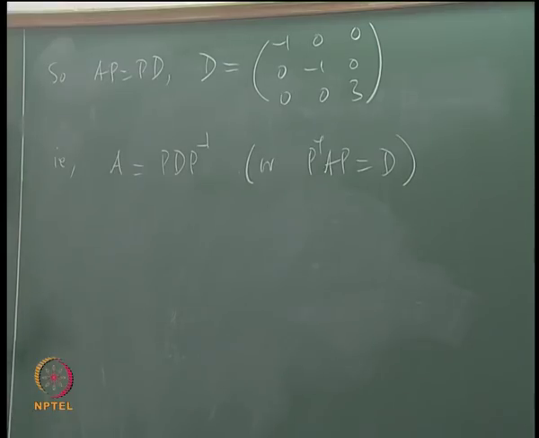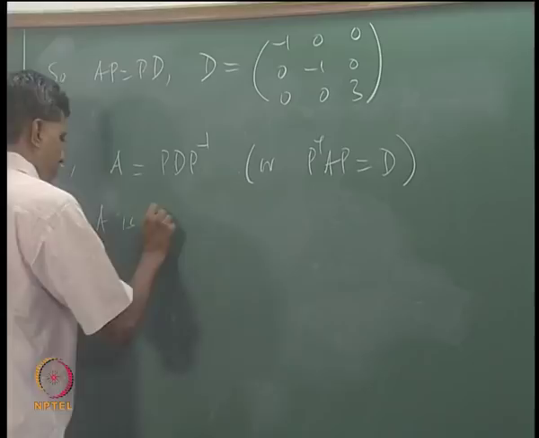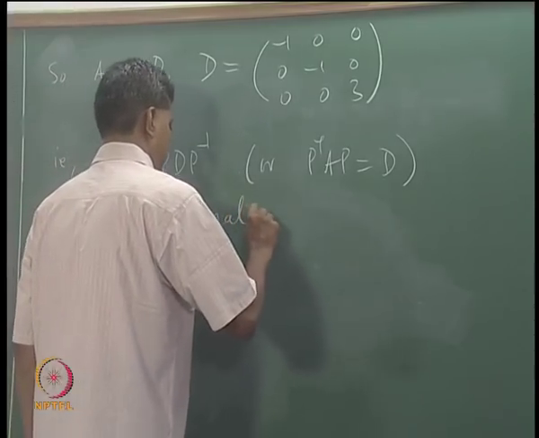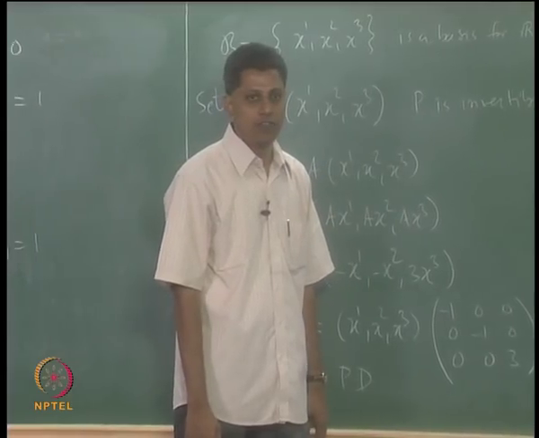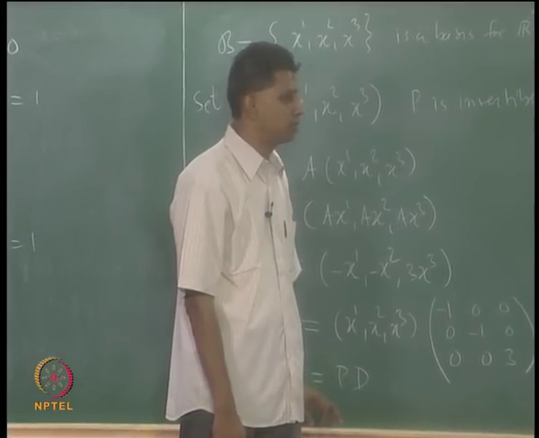I have also mentioned this when we wrote down the matrix of a linear transformation. A is similar to the diagonal matrix D, and so A is diagonalizable. T is diagonalizable if and only if A is diagonalizable. A is diagonalizable means that A must be similar to a diagonal matrix. Okay, so this is the first example of a matrix that has been shown to be diagonalizable.